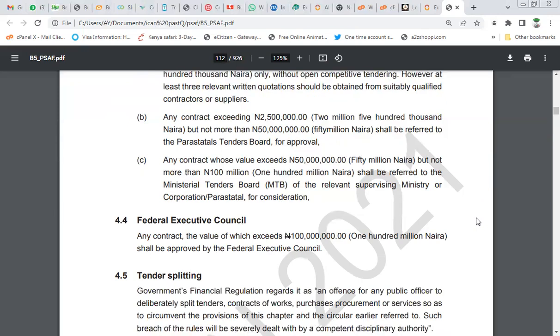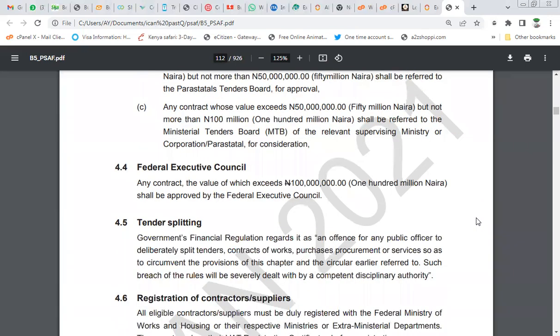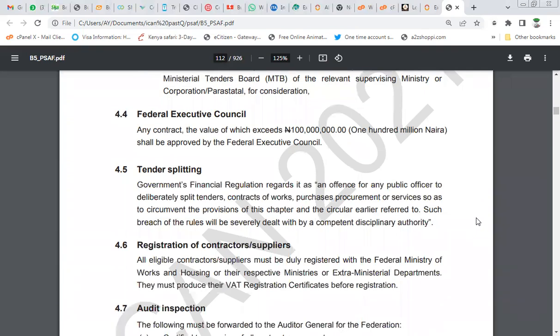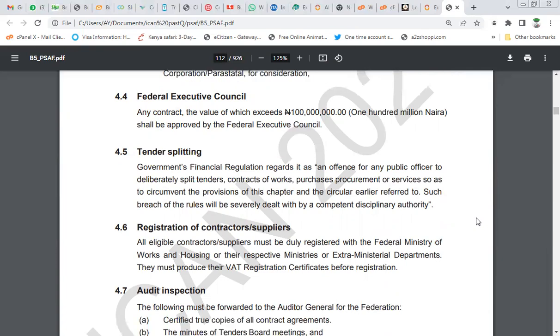So let's go to the Federal Executive Council. Federal Executive Council is mainly the president and all ministers, and the vice president, and the head of service, and head of government of the federation. All of them constitute the Federal Executive Council. And they can award contracts of over 100 million naira. That is their job.